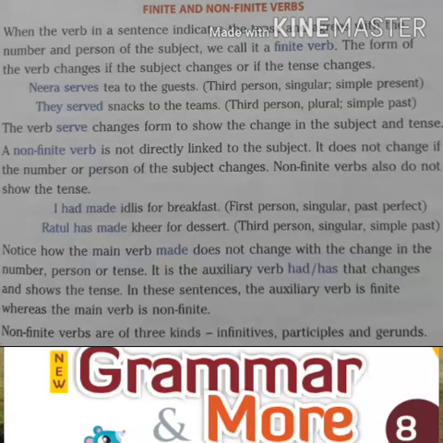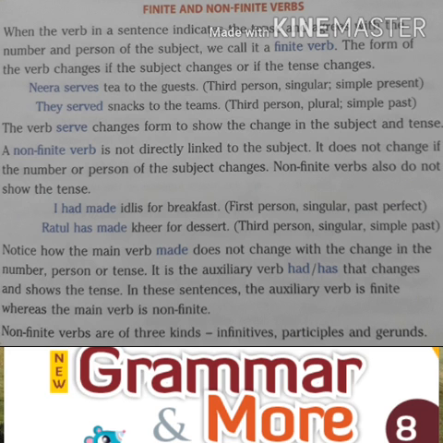Now let's look at the examples given in your text. Neera serves tea to the guest. They served snacks to the teams. So children, which are the verbs in these two sentences? It is serve. And serve is the basic form of the verb. In the first sentence it is serves, and in the second sentence it is served.